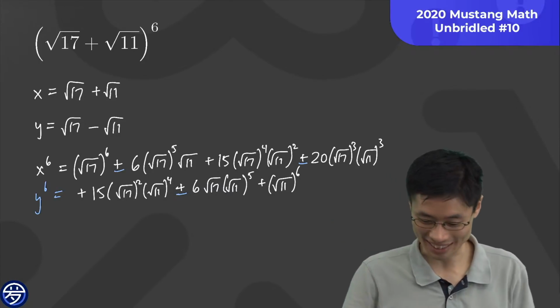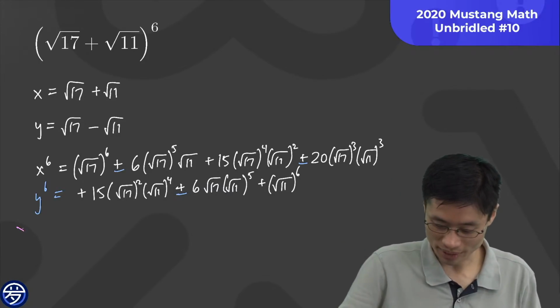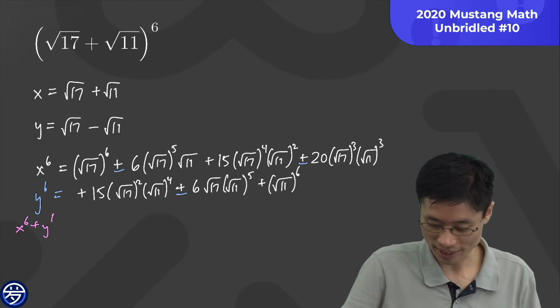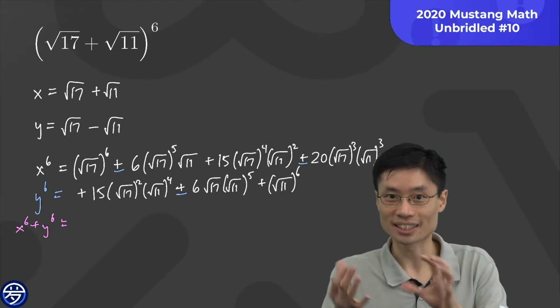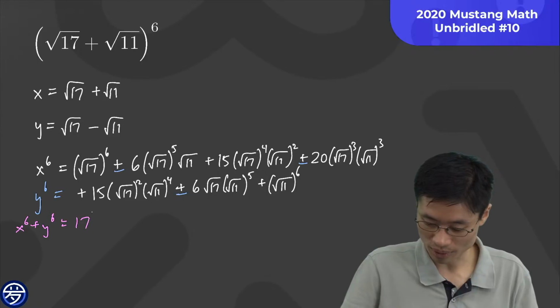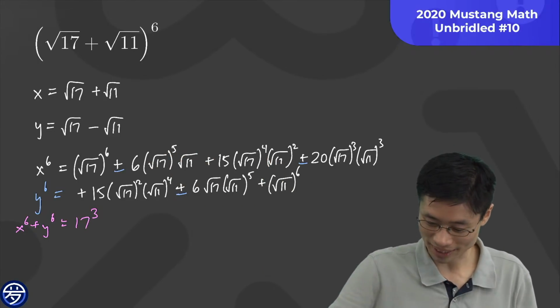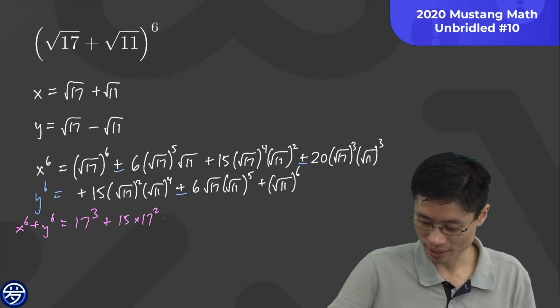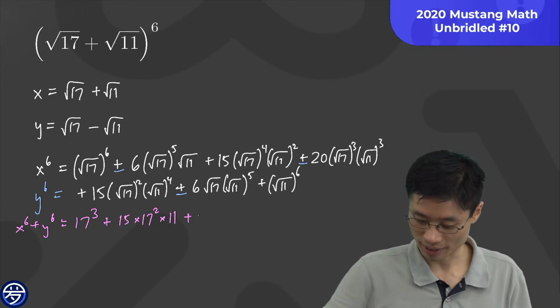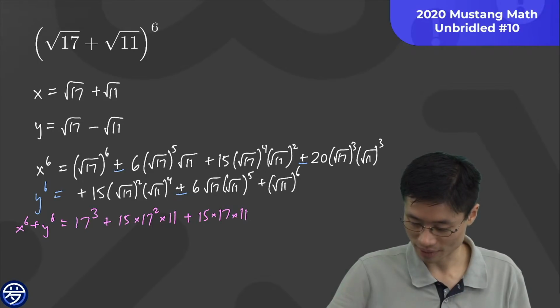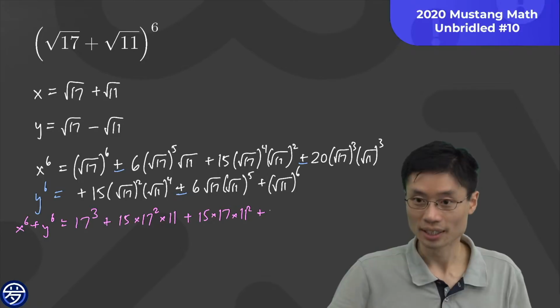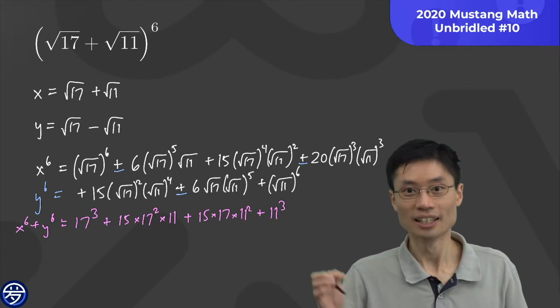So now let's add them together. Oh, you guys are great. x to the power 6 plus y to the power 6 is now equal to, all this canceling happened. You get 17 cubed. Now the plus and the minus cancels. And look, these are even powers. It's brilliant. Plus 15 times 17 squared times 11. And then plus, over here, 15 times 17 times 11 squared. Plus 11 cubed.